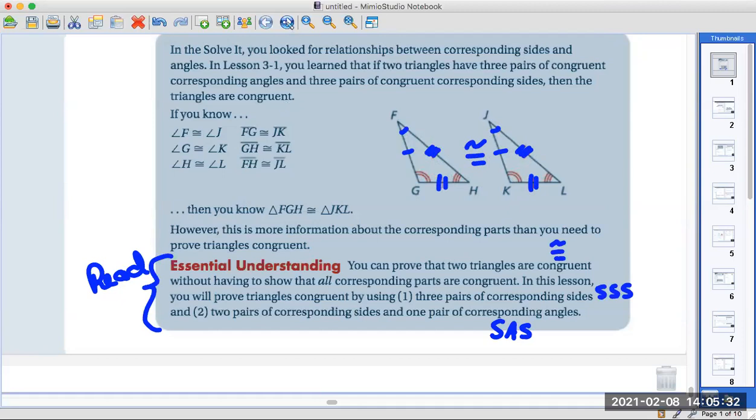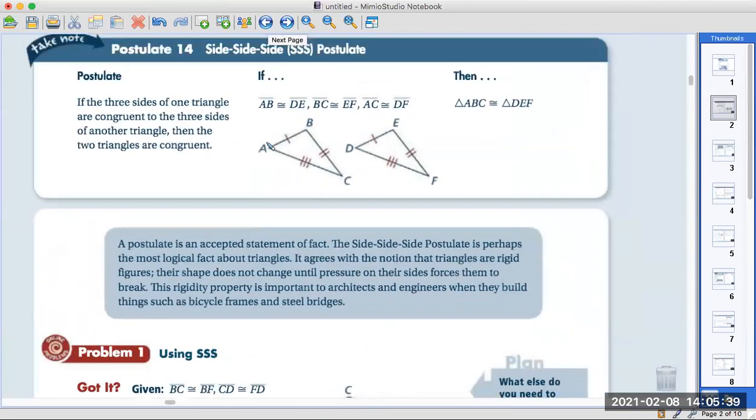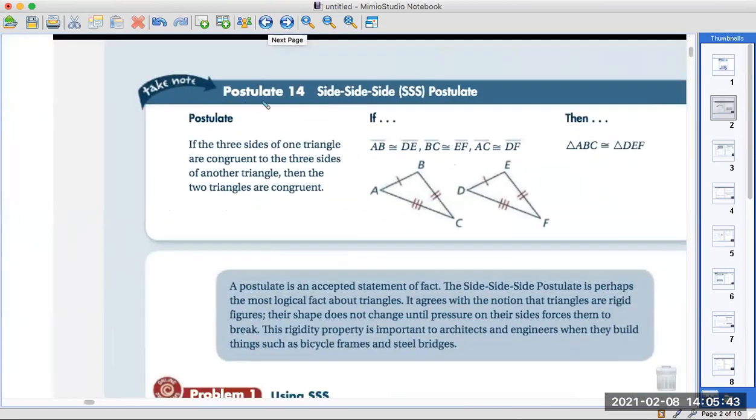All right, we're going to the next page. And what are we doing on the next page? We're reading on the top. We're on page 130 on the top. This is a postulate. And I'm going to read this first right here. A postulate is an accepted statement of fact.